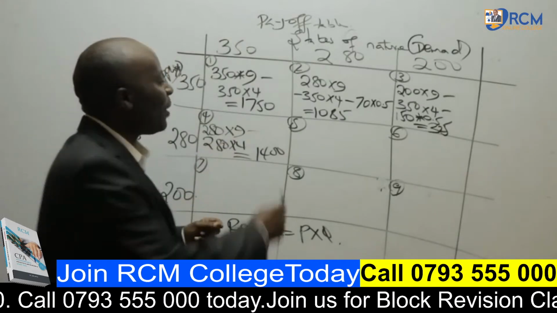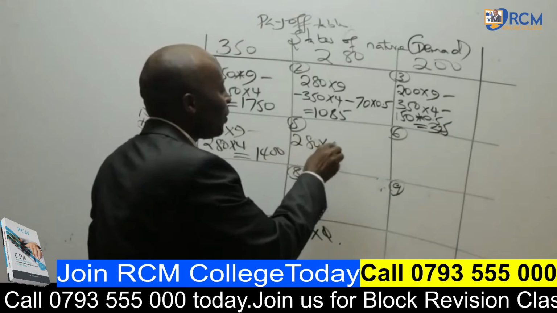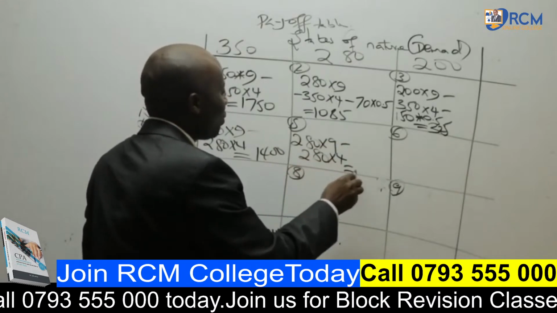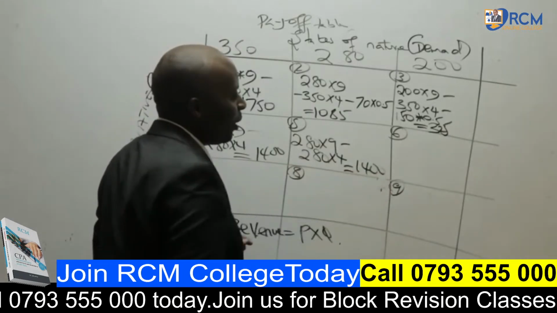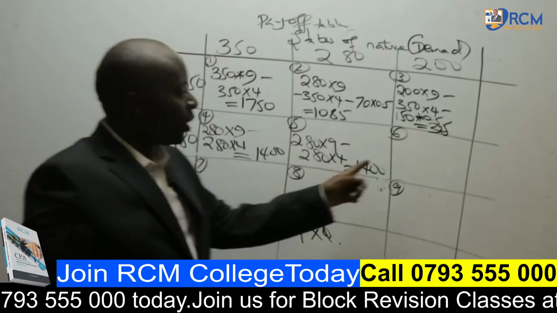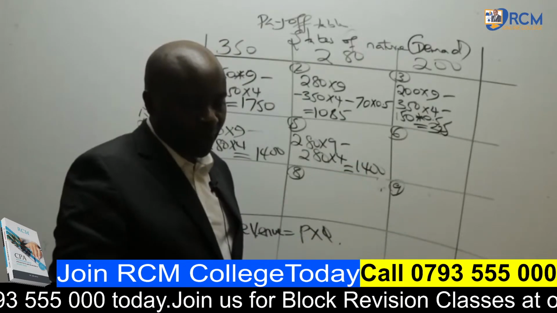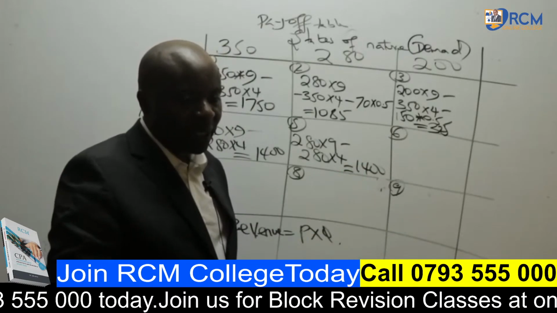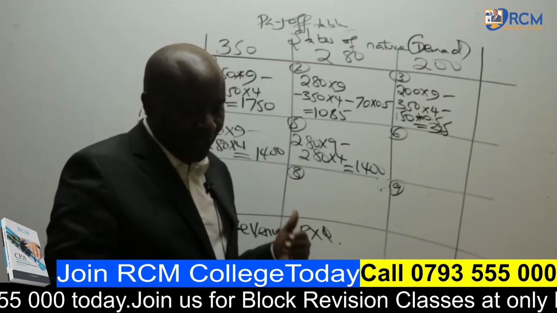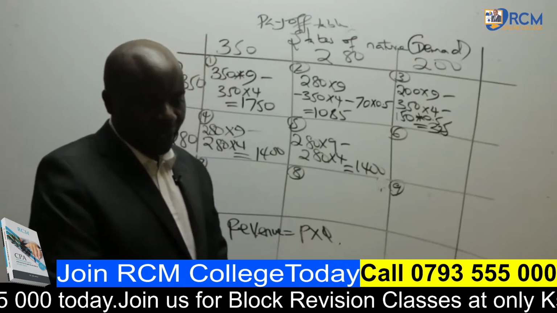So for number 5, of course, this will be 280 times 9 minus the cost of supply, which will be 280 times 4, which will end up giving us 1400. So from there we go to number 6. Number 6 is a funny scenario. I would want to see whether there is anybody who has the correct figure for number 6.